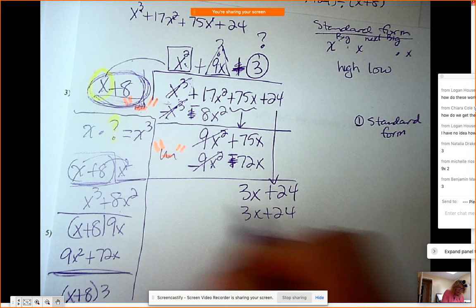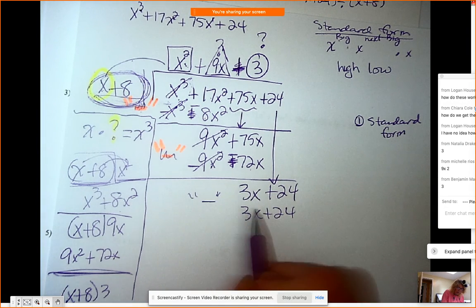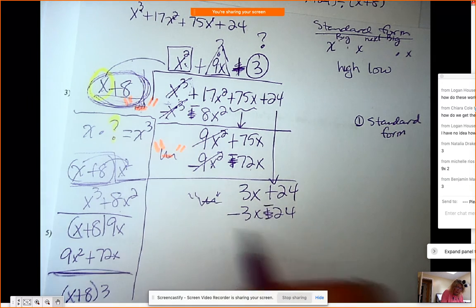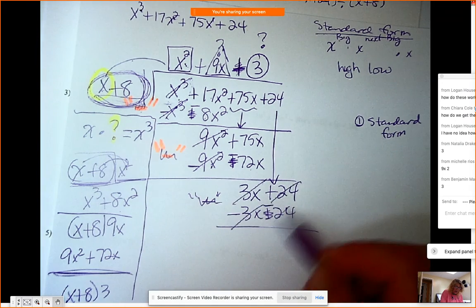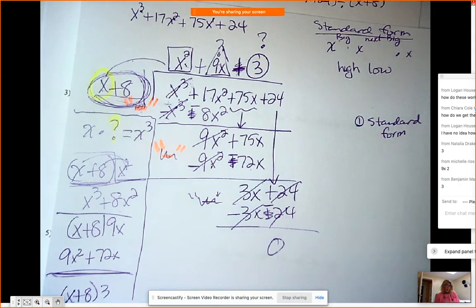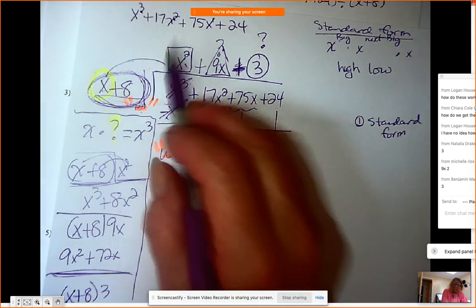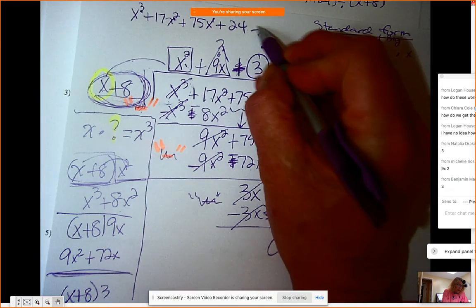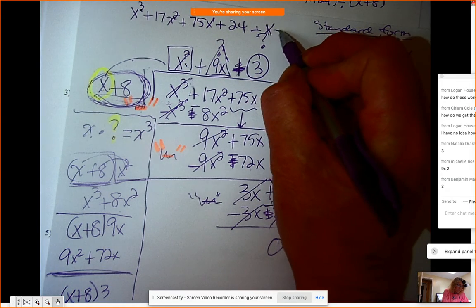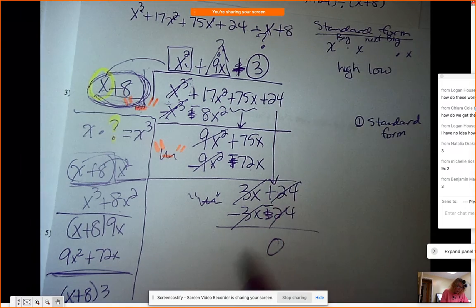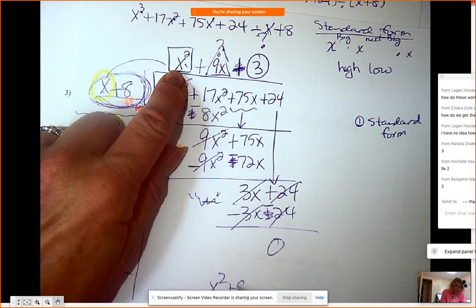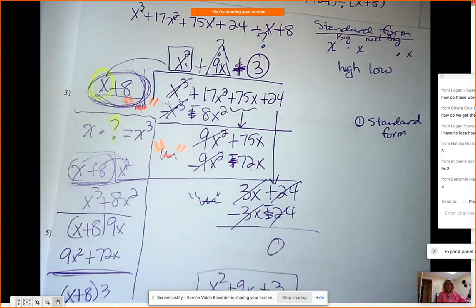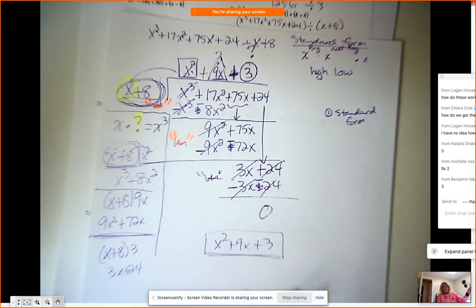Okay, remember, we're subtracting here. So the opposite of positive 3x is negative. The opposite of positive is negative here. So I've dealt with that negativity. When I combine these, I get nothing. So my answer is, when I want to say what is x cubed plus 17x squared plus 75x plus 24 divided by x plus 8, the answer is x squared plus 9x plus 3. This is my answer. Now I want to show you how you would check to see if you're right.